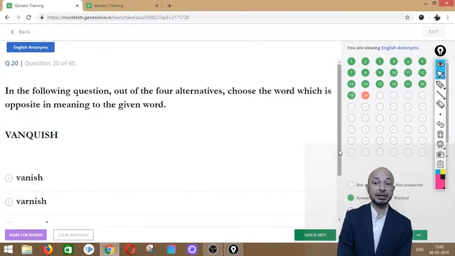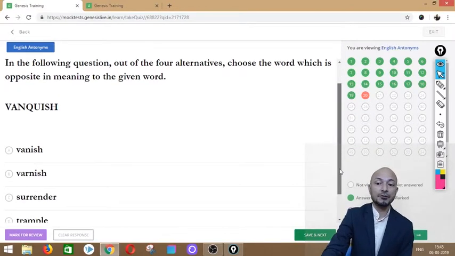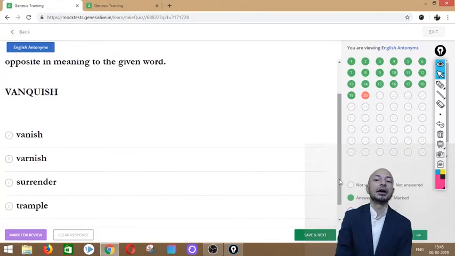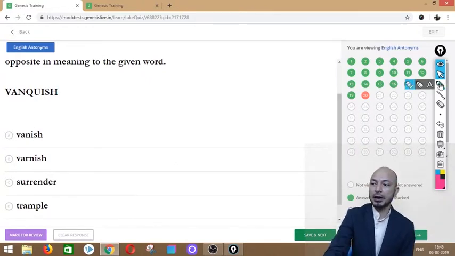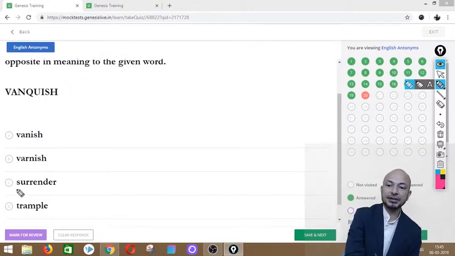So on to question number 20, the word is vanquish, and the options given are vanish, varnish, surrender, and trample. And our antonym is going to be option C, which says surrender.